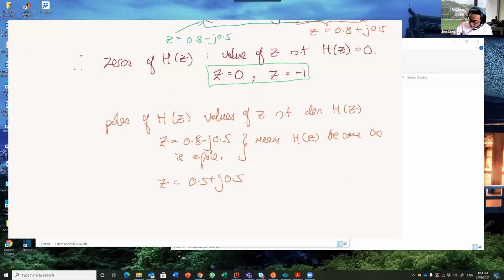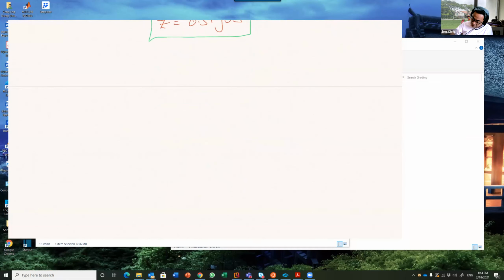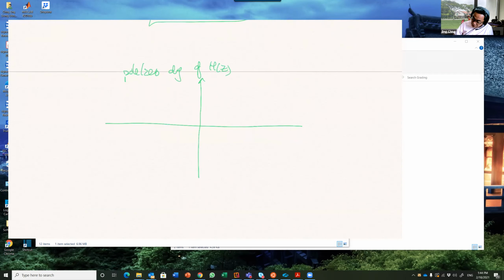So we have found this guy, which is the pole. We have found the zero, and now we can draw the pole zero diagram of H of Z. So what is the pole zero diagram? Okay, you must understand the concept. The pole zero diagram of H of Z is drawn on the complex plane. Z is a complex number.